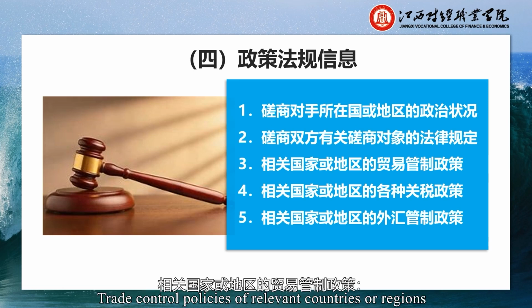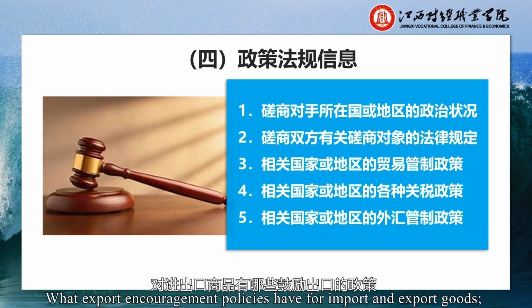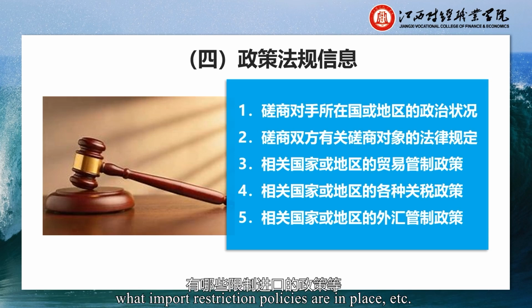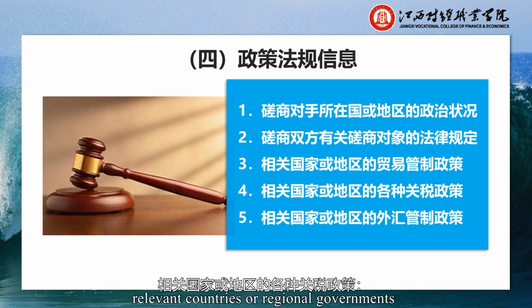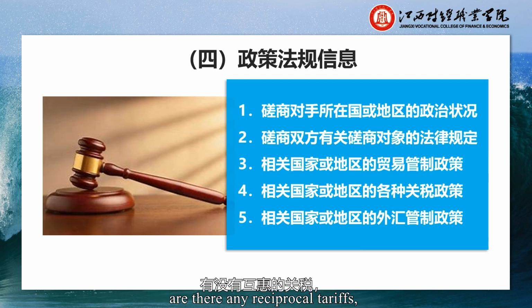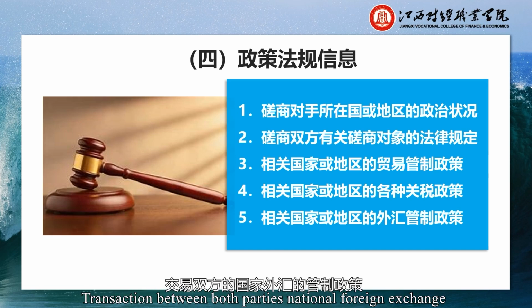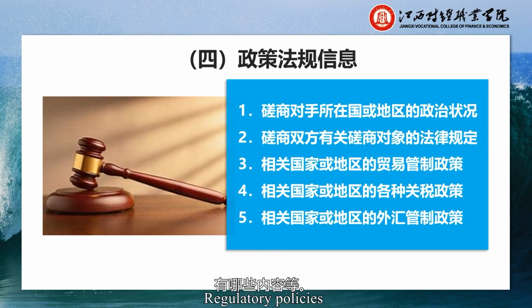Trade control policies of relevant countries or regions. Relevant countries or regional governments: What export encouragement policies are there for import and export goods? What import restriction policies are in place, etc.? Various tariff policies in relevant countries or regions: How are customs tariff regulations set? Are there any reciprocal tariffs? And what are the rates, etc.? Related countries or regional foreign exchange control policies: What are the contents of national foreign exchange regulatory policies for transactions between both parties?